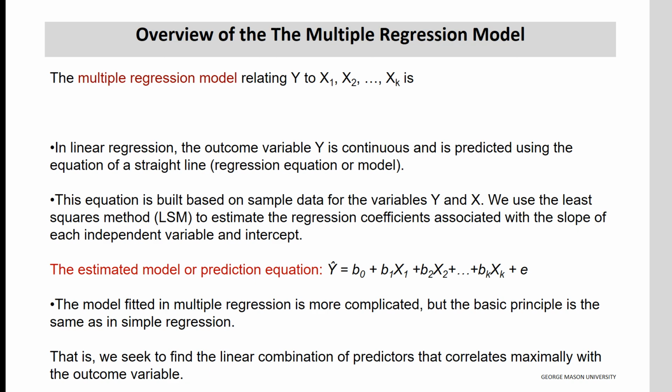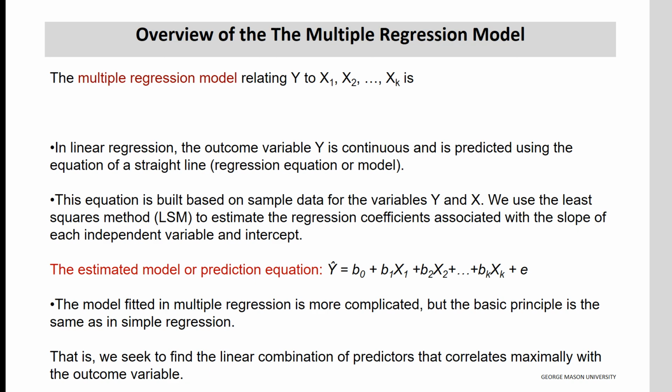This regression equation is built based on sample data for the variables y and x. And again, in multiple linear regression, we have several independent variables as opposed to only one, which was the case for simple linear regression. Just like in simple linear regression, we use the least squares method, LSM, to estimate the regression coefficients associated with the slope of each independent variable and the intercept.